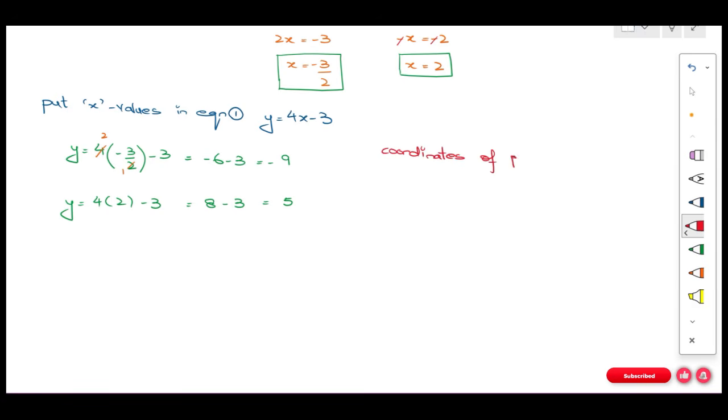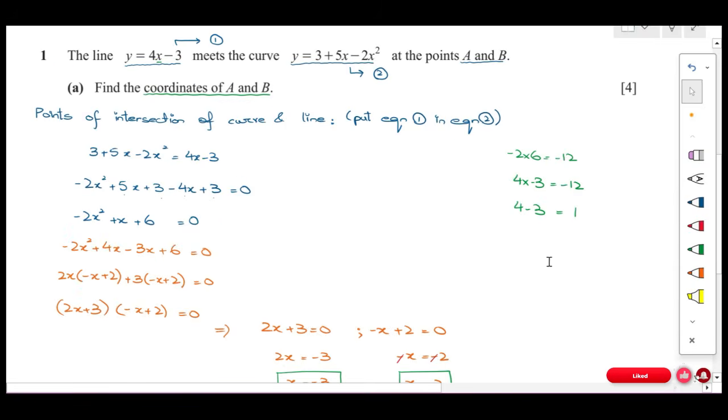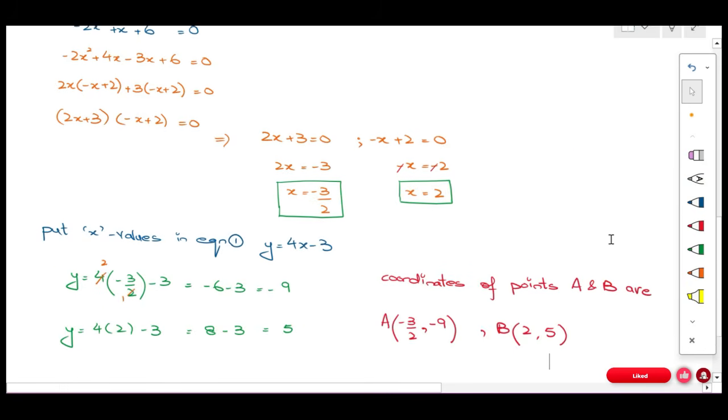Okay, now here we can say the coordinates of points A and B are, you can take any coordinate as A and any coordinate as B, right? Okay, so let me take the first one, A, which is negative 3 by 2, and when x is negative 3 by 2, the y value is negative 9, and B is when x is 2, the y value is 5. So these are the coordinates of the points of intersection of the line and the curve, and we have to name those coordinates A and B. Because the line and the curve meet at the points A and B, we have solved for the coordinates of A and B. So this is done.